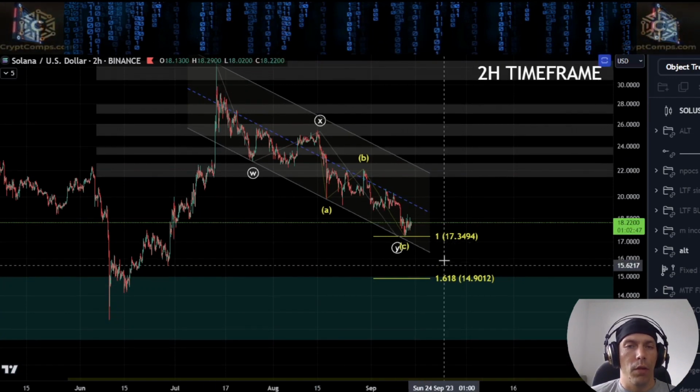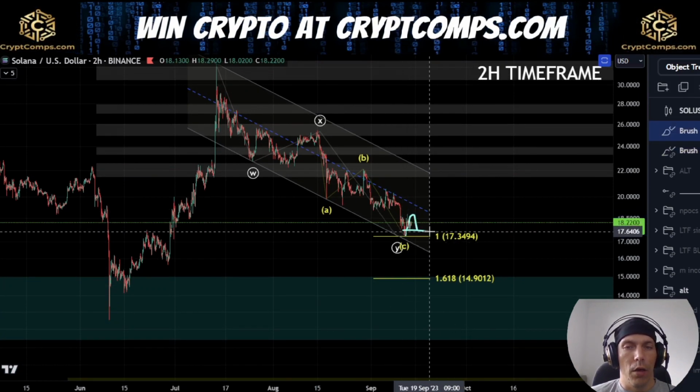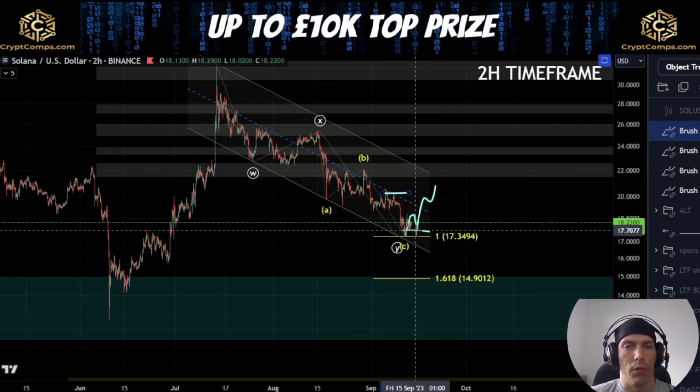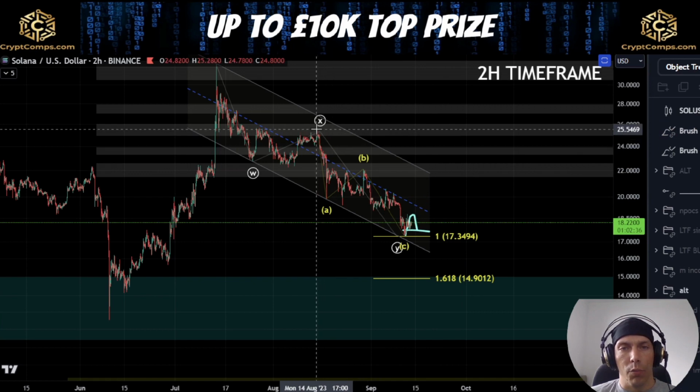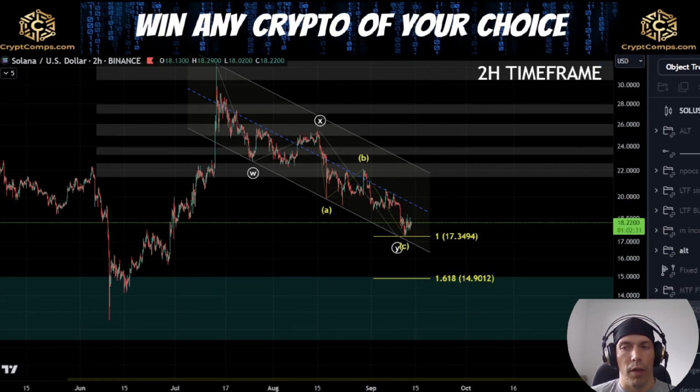If we're looking for that impulsive structure, we need to start seeing 5-wave structure developing here, holding these lows and starting to see rallies looking to break back above these highs here, and actually looking to break out of this descending trend line that we've got going on here. So we're going to go over that in a second.